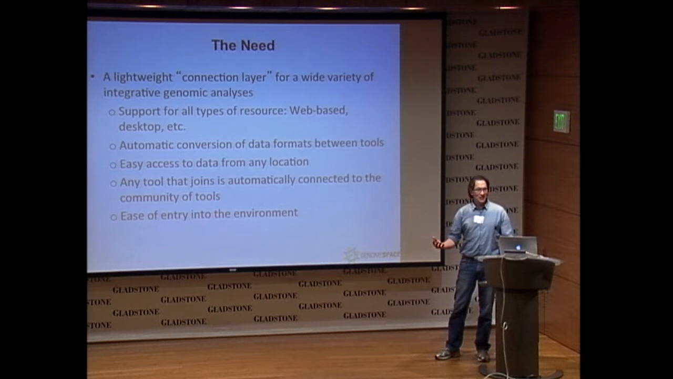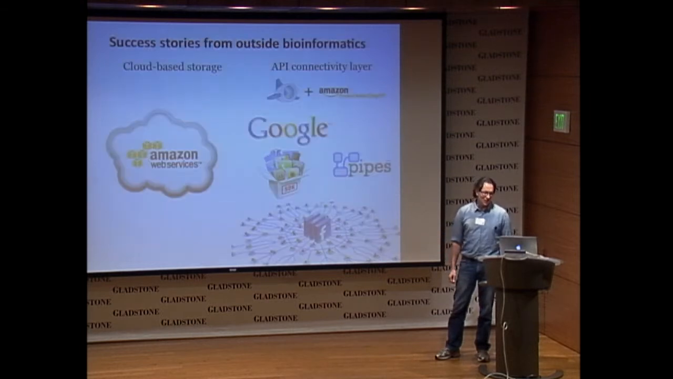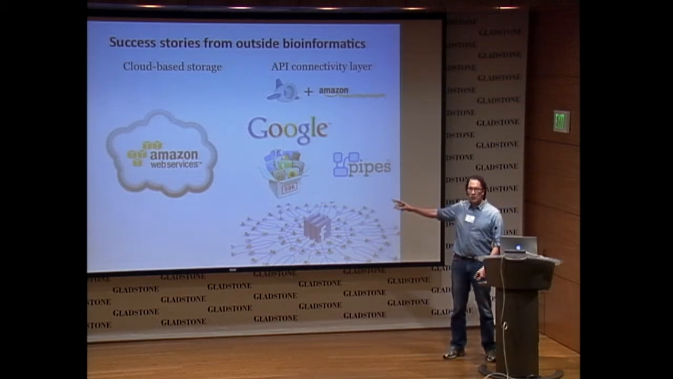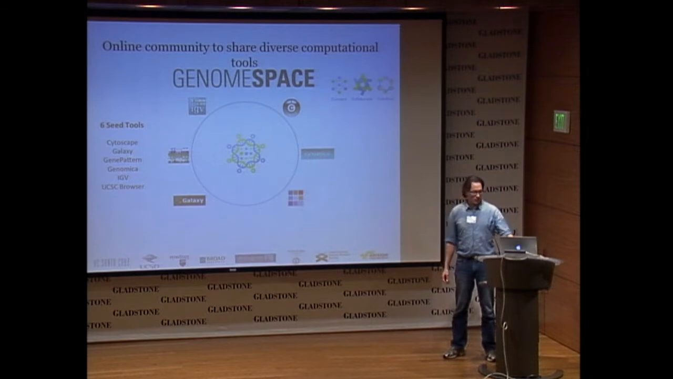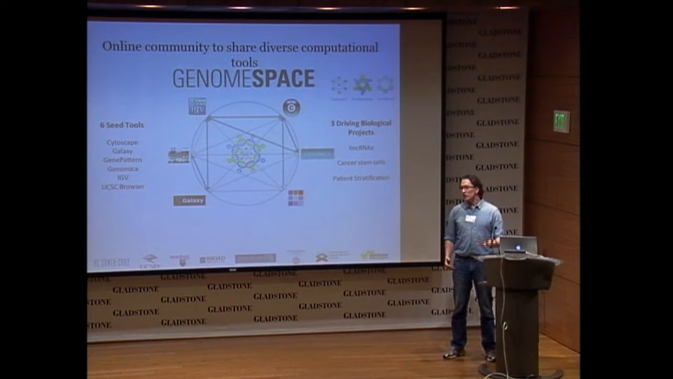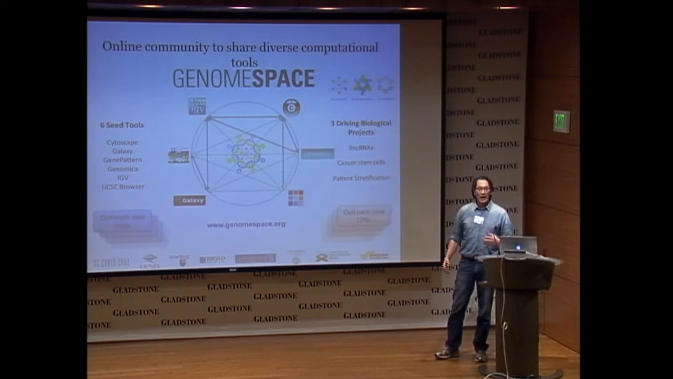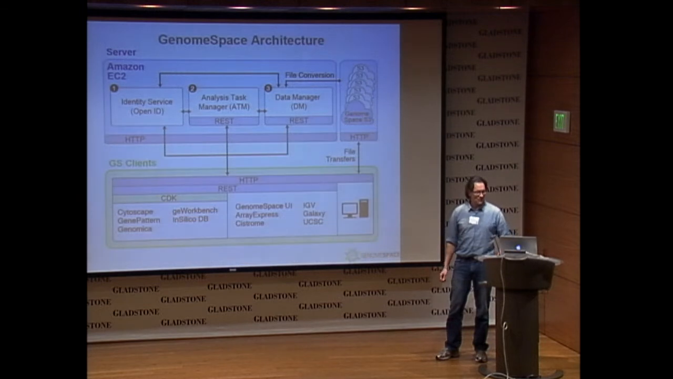Nothing already existed that did this the way we wanted it to. But there were things out there in the world that were interesting, that were doing stuff like this. Facebook APIs, where you can easily plug stuff in and use their technology. So we built GenomeSpace. We started with six tools, Cytoscape, of course, that's why I'm here. We hooked them all together, and we used three driving biological projects, real research projects using multiple tools to keep us honest. And we also have an outreach component. That's what I'm doing here today, quickly.